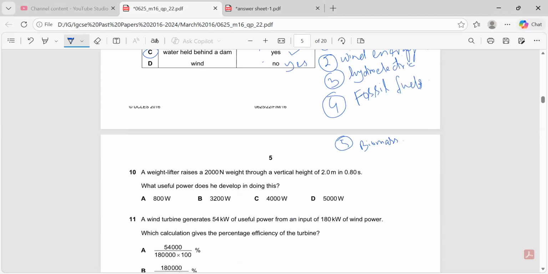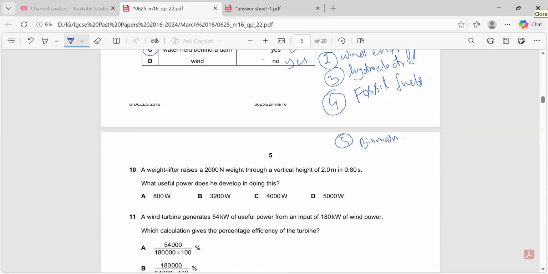Okay, next is question number 10. A weightlifter raises a 2000 Newton weight to a vertical height of 2 meters in 0.80 seconds. What is the useful power developed by this? Power is either energy over time or work done per unit time. Work is force times distance in the direction of the force, over time.